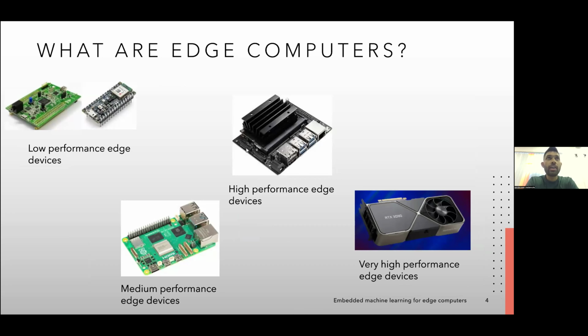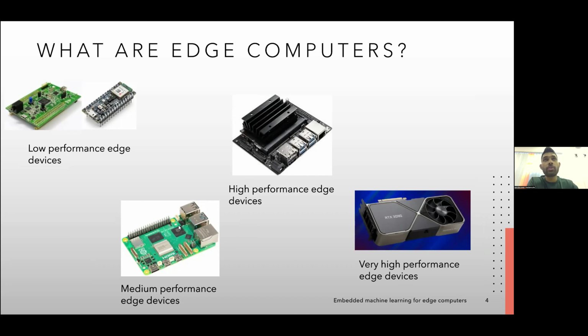So first of all, what are edge computers? Edge computers come in different types. Low performance edge devices include STM32, Arduino, and Nano BLE modules. Medium performance edge devices include the Raspberry Pi, I hope you know. High performance edge devices include the Jetson Nano and the Jetson series. Very high performance edge devices include an RTX 3090 GPU module, which we can also use as an edge device.